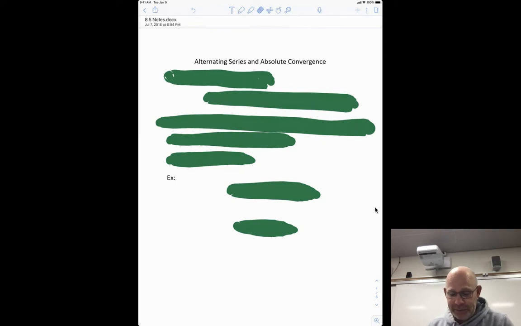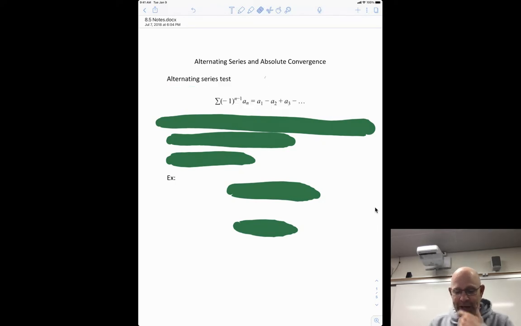It's anything that looks like this. We're going to take any series we've done before, put any one in a sub n, and then throw in this little negative 1 to the n minus 1. That basically means that the term's alternating from positive to negative. It doesn't matter which one's first. It could be negative 1 to the n, or n plus 1, or n minus 1. It just means it's alternating.